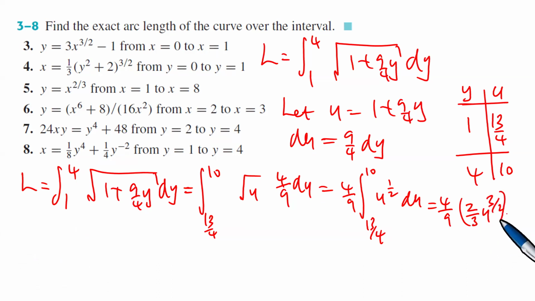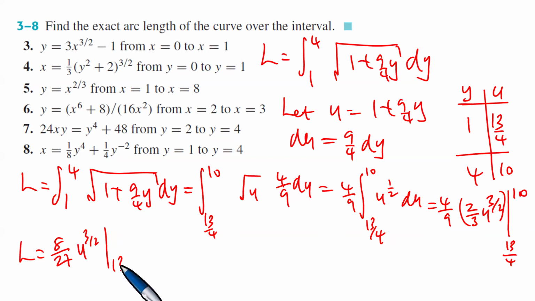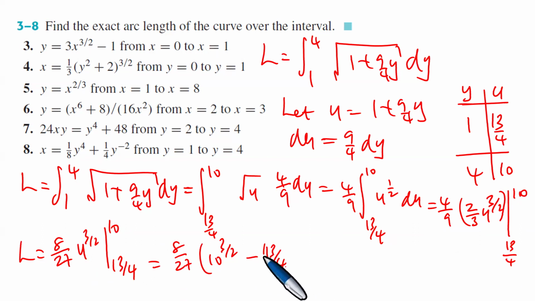U to the power 3 out of 2, from 13 out of 4 to 10. It becomes 4 by 2 is 8 out of 27, u to the power 3 out of 2, the integral from 13 out of 4 to 10. 8 out of 27, you plug in the 10, it becomes 10 to the power 3 out of 2 minus 13 out of 4 to the power 3 out of 2.